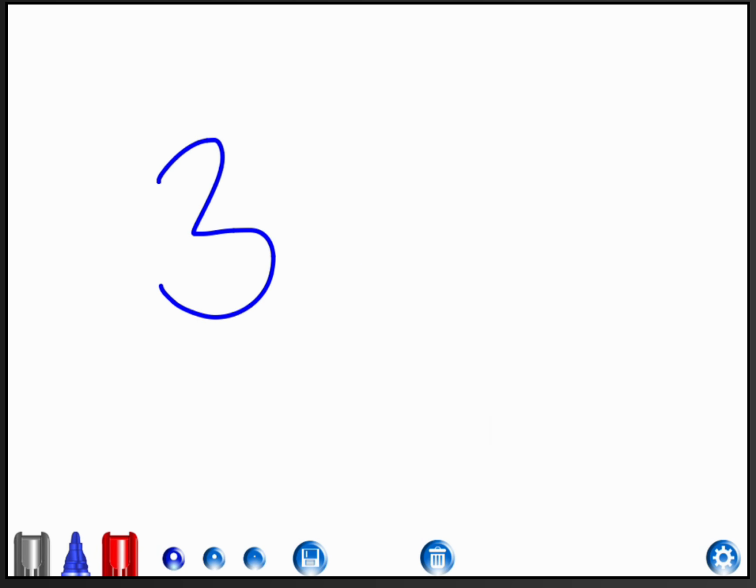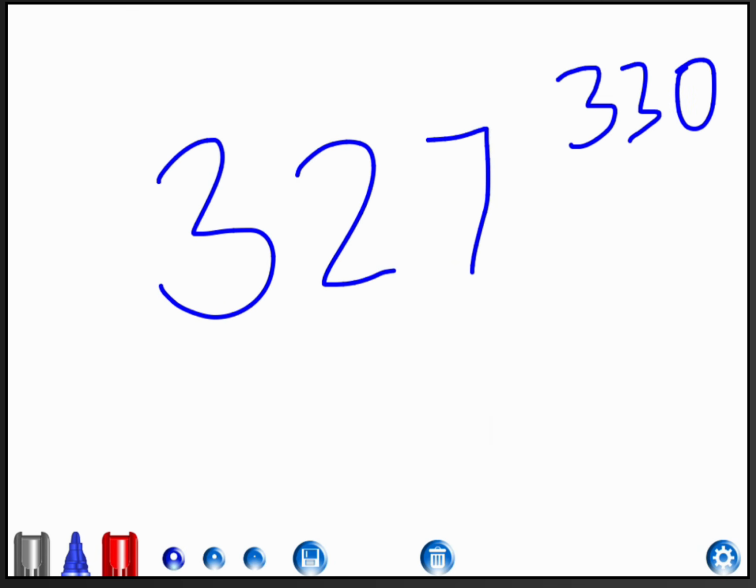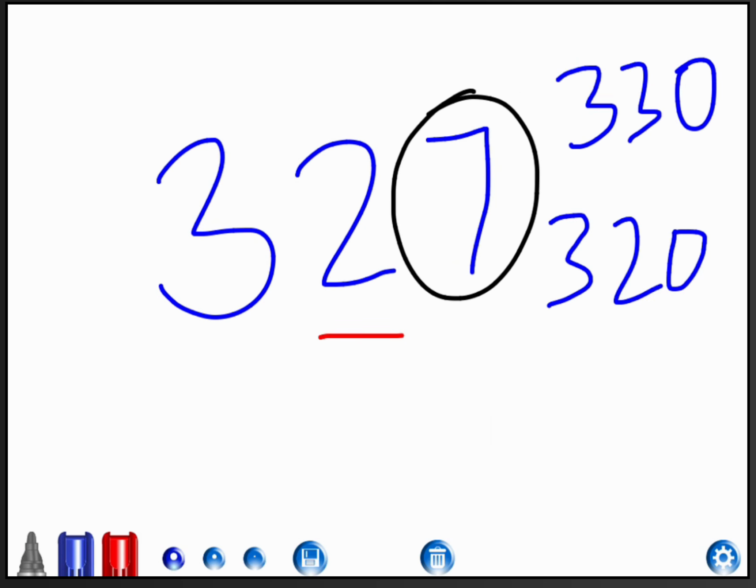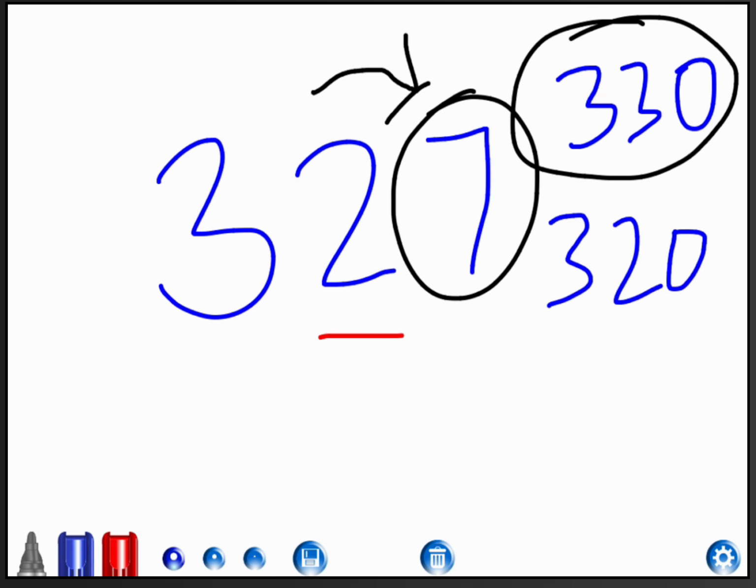Again, one more time quickly. If I had 327, I would pick my high value of 330, looking at the tens place. My low value would be 320. And then I'm going to do just what I did before. I'm going to circle the digit to the right of the tens place, or the underlined digit. I'm going to ask myself, 5 and up, go up. So is it a 5, 6, 7, 8, or 9? And it is in this case. So I'm going to, once again, round up. 327 would round to 330.